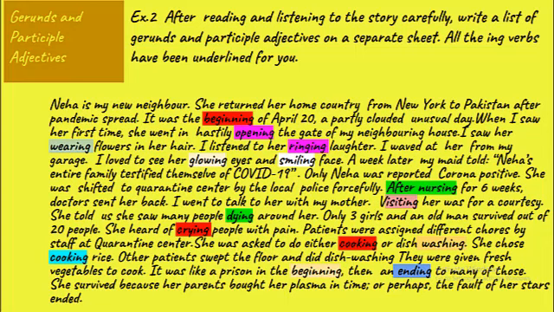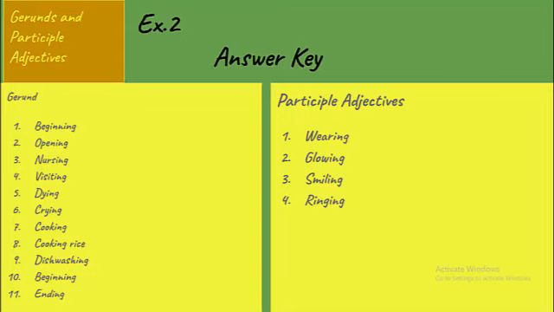We can see words like beginning, opening, ringing, wearing, glowing, swimming, visiting, dying, crying, cooking, washing, adding. These are all the ing form of verbs. But when you see that an ing form of verb has been used as a point of time, you will find that it is a gerund. If you see any quality, like wearing flowers, ringing laughter, then you can take that as a participle adjective.